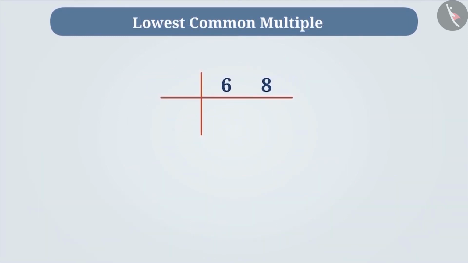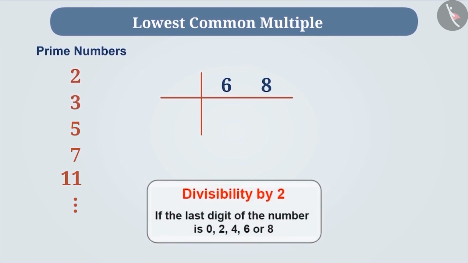First, we write 6 and 8 in a row with some space in between. Let's find the smallest prime number which will divide at least 1 among 6 and 8. In order to find such a number, we could take the help of divisibility rules. Both 6 and 8 are divisible by 2, so let's divide them by 2. By dividing 6 and 8 by 2, the results are written in the next row.